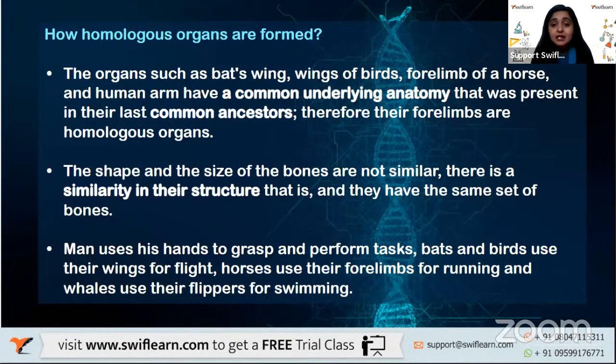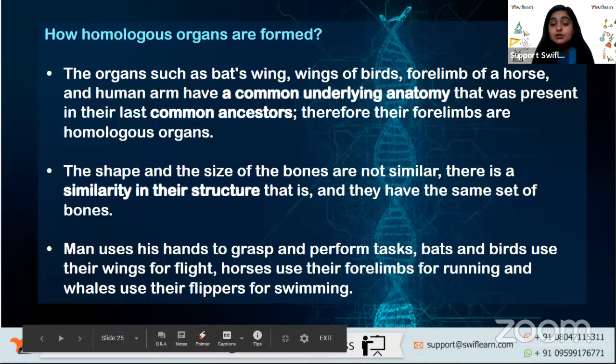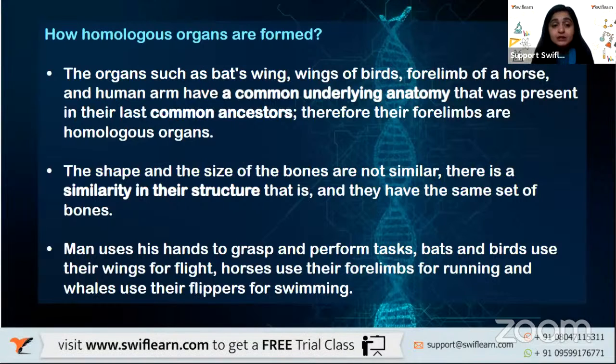The shape and the size of the bones are not similar, right? We just saw that in the example. There is a similarity in their structure, that is, they have the same set of bones. Man uses his hands to grasp and perform tasks. Bats and birds use their wings to fly. Horses use their forelimbs for running, and whales use their flippers for swimming.